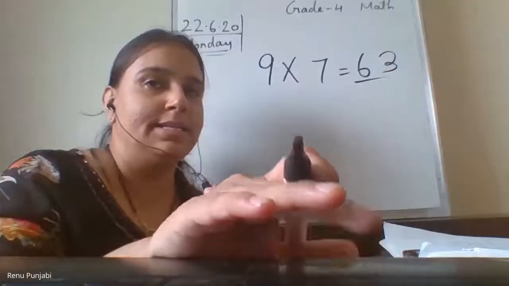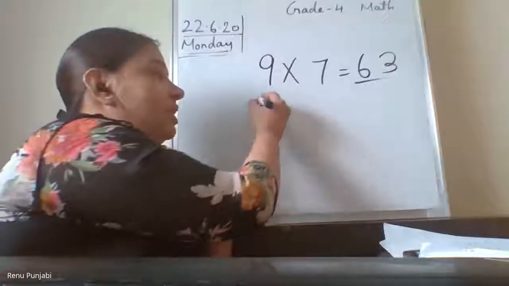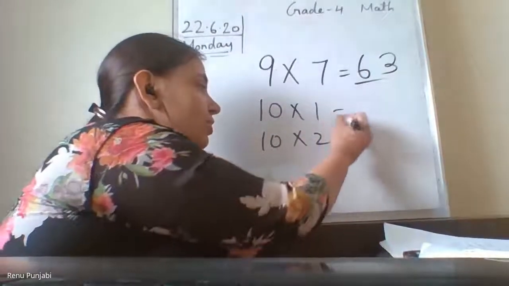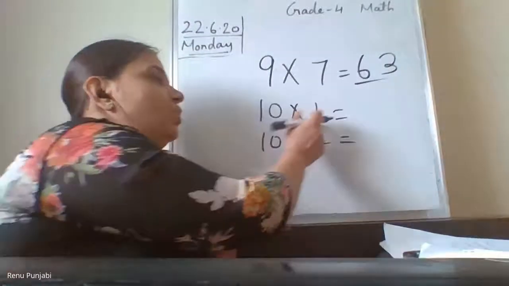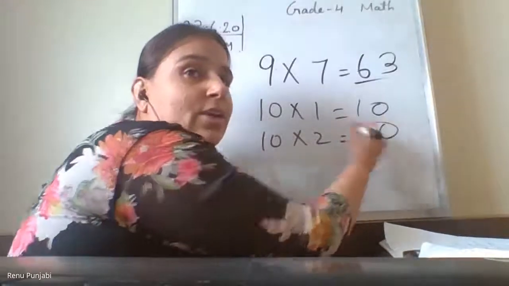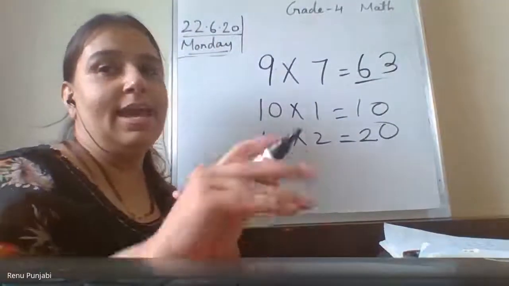Now, this table of 10 also is easy to learn. 10 into 1, 10 into 2. As we learn, 1 into 1 is 1 and add the 0. 1 into 2 is 2 and add the 0. Yes?